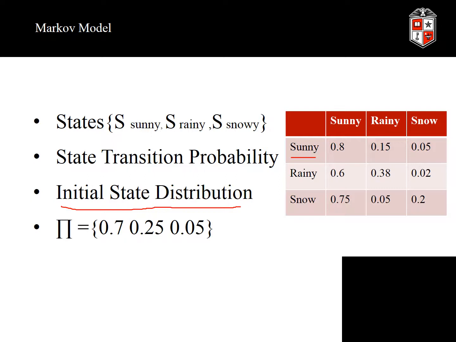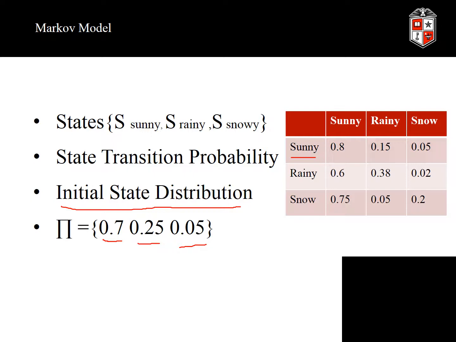Back to the example of our weather forecasting, it can be described in this way: with the probability of 70% at time t equals 0, the weather will be sunny, with the probability of 25% it will be rainy, and with the probability of 5% it will be a snowy day, which is called the initial state distribution.